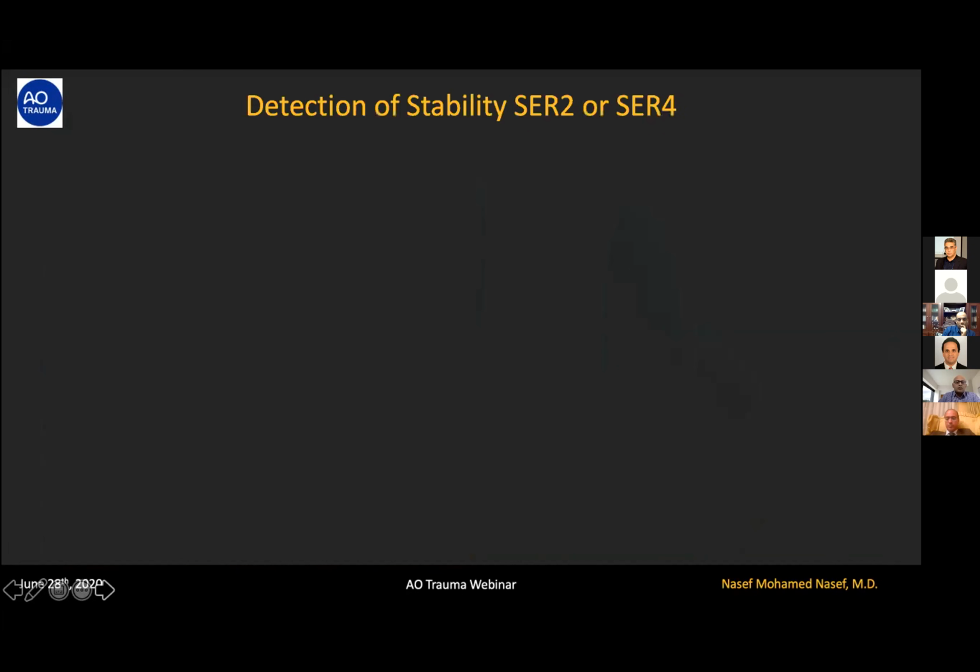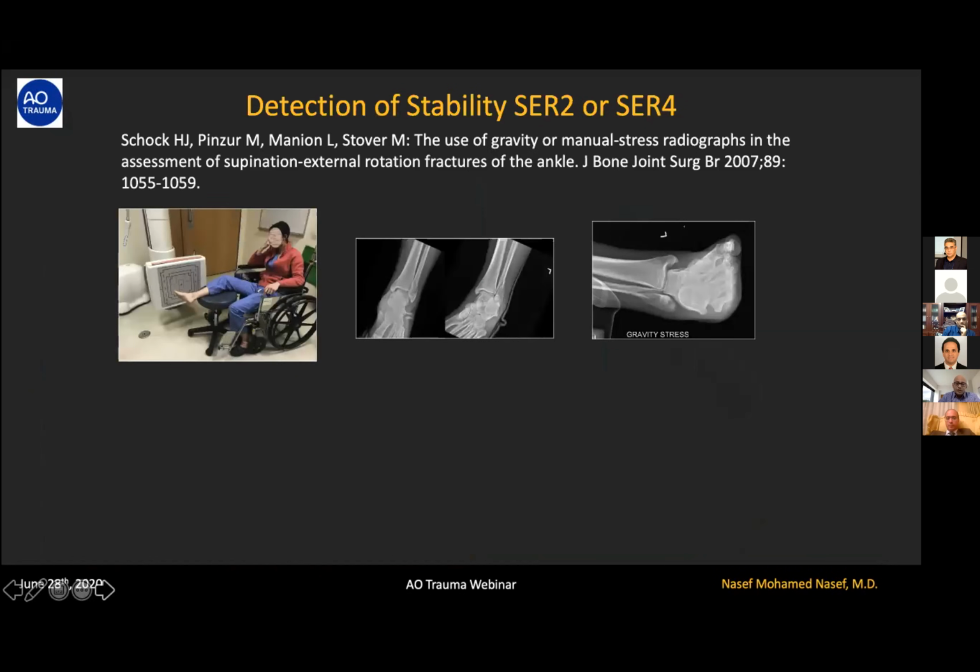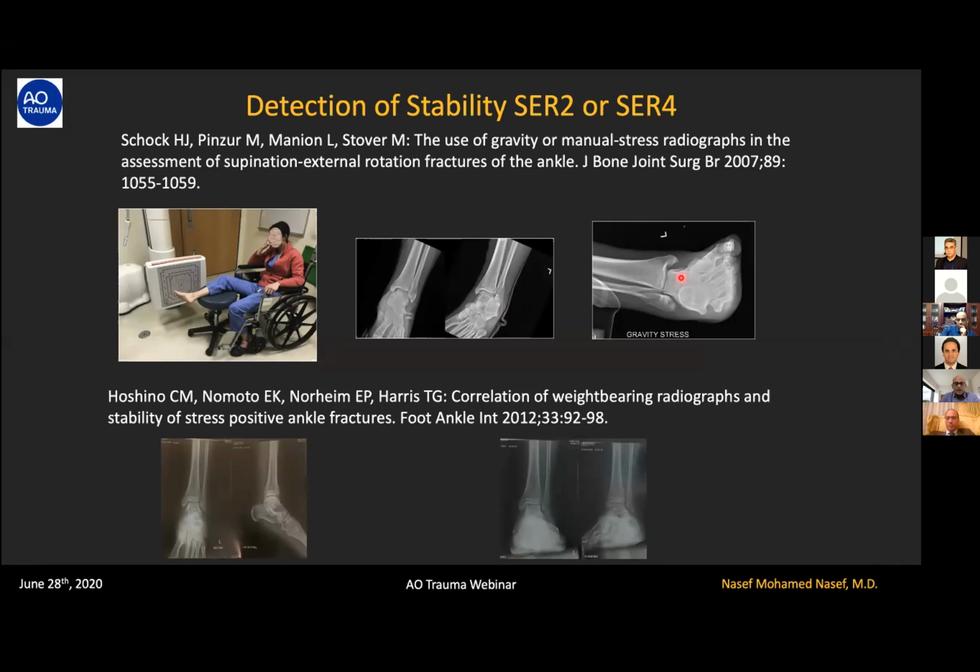So as we said, we want to detect the stability. Is it a supination external rotation type 2 or is it type 4? Like Dr. Ahmed Khedr said, one of the most commonly used are the weight-bearing views. Now, these are very easy. You can have the patient on the same wheelchair. He doesn't have to stand, and you can take an AP of the ankle in direct AP hanging from the side of any table, and this would convert what you would think would be a stable fracture into an unstable. Other proponents are the proponents of the standing weight-bearing views.